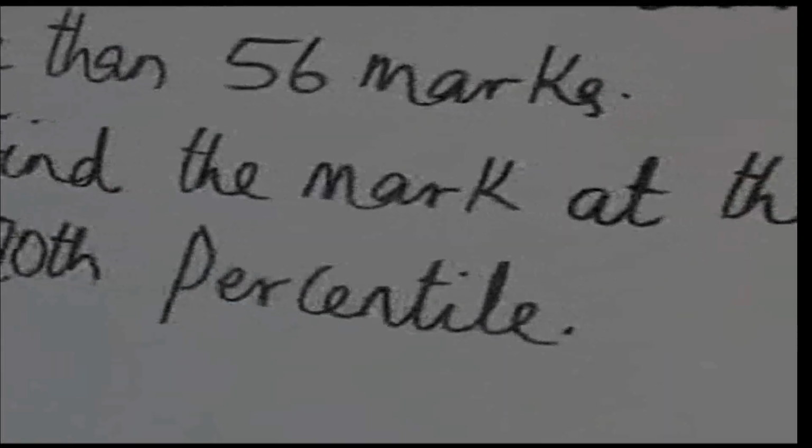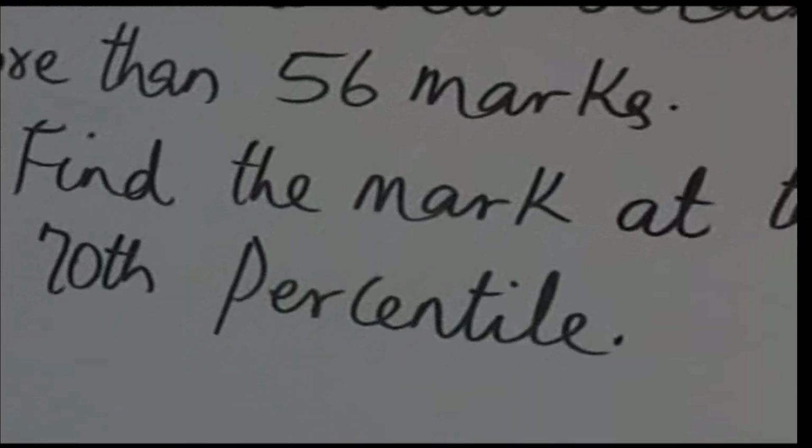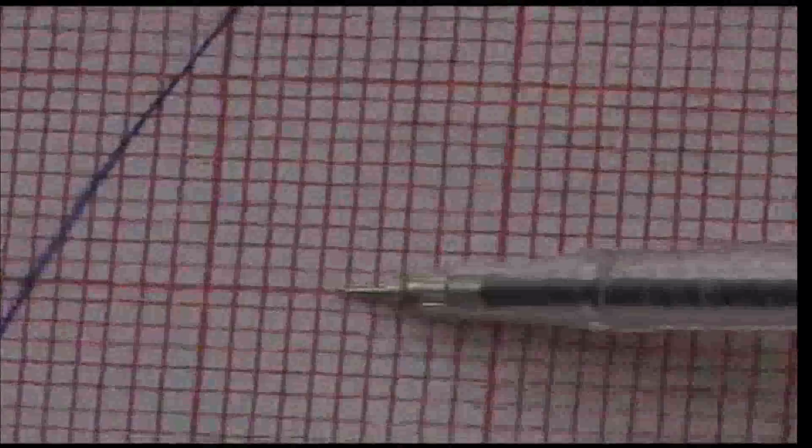Now the E, find the mark at the 70th percentile. Come to your ogive. Go to where you have 70%. This is your 70%. Trace it to the ogive carefully. This is where it meets ogive. Trace it down carefully. Don't miss the line. Carefully trace it down. Keep going. Almost there. You are there now.